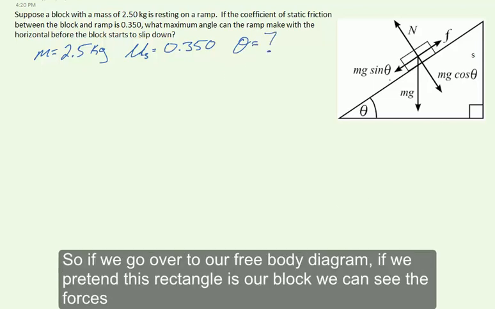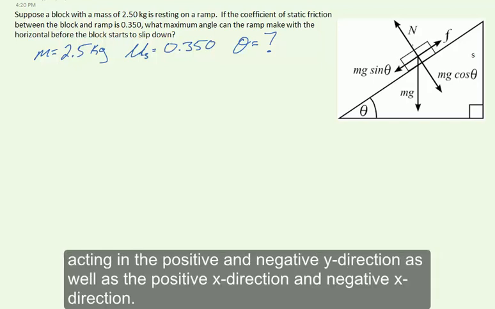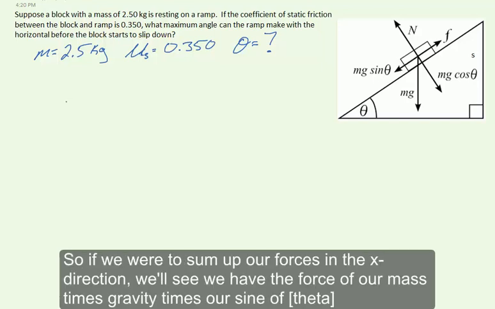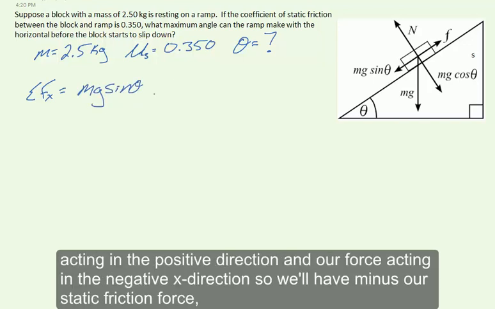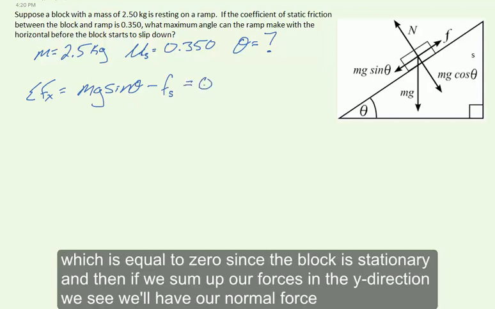So if we go over to our free body diagram, if we pretend this rectangle is our block, we can see the forces acting in the positive and negative y direction, as well as the positive x direction and negative x direction. If we sum up our forces in the x direction, we have the force of mass times gravity times sine of theta acting in the positive direction, and our force acting in the negative x direction. So we'll have minus our static friction force, which is equal to 0 since the block is stationary.